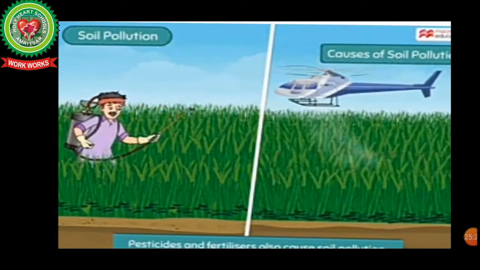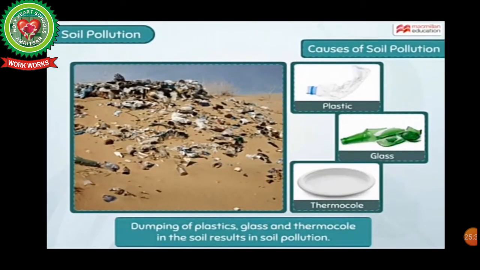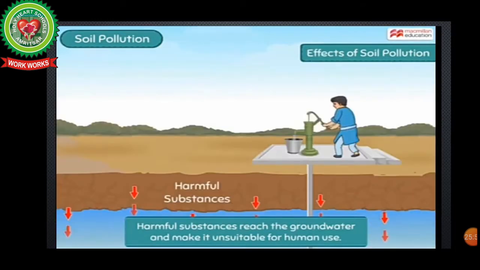Now, soil pollution is also caused due to the spray of the fertilizers, insecticides, and pesticides into the soil. Then, soil pollution may also be caused due to dumping of plastics, glasses, and thermocol in the soil, as you can see in this picture. Now, what are the harmful effects of soil pollution? Harmful substances reach the groundwater and make it unsuitable for human use. As you can see in this picture, the harmful substances through the soil are entering into the water body, and that water is drawn out by a man through the water pump and intake. When he will consume this water, obviously it will lead to waterborne diseases in that man.